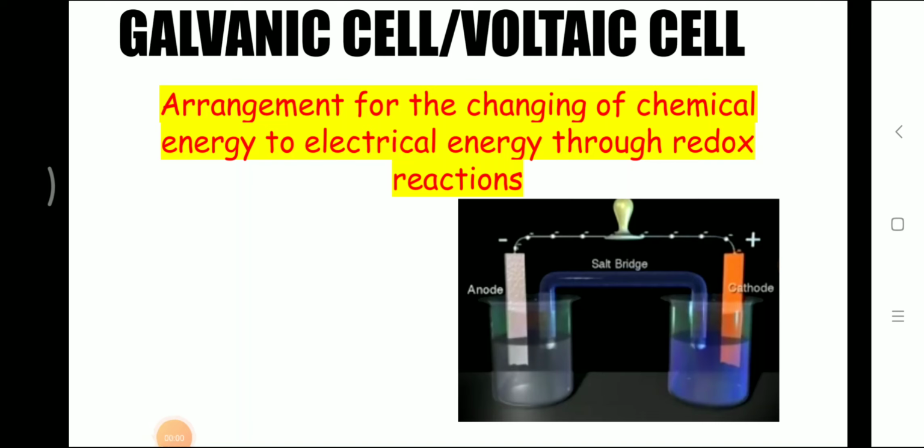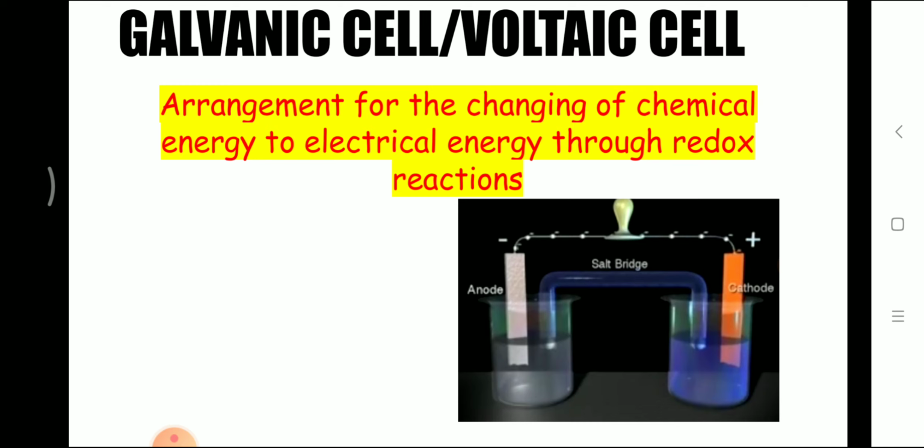Today I am going to discuss the topic galvanic cell or voltaic cell. What is a galvanic cell? A galvanic cell is an arrangement for changing chemical energy to electrical energy through redox reactions. It is an apparatus or device which can change chemical energy to electrical energy. The reactions occurring there are redox reactions.